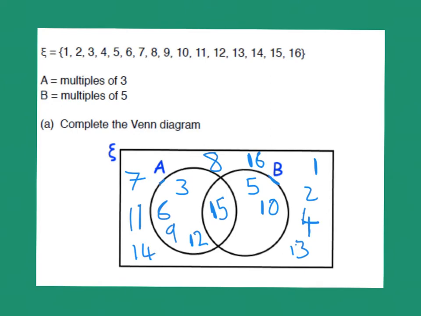You've got numbers that are in the 3 times table, which are in this bit here, numbers which are in the 5 times table, and numbers here which are in the 3 and the 5 times table. And we're showing this in a Venn diagram. I hope that's clear.